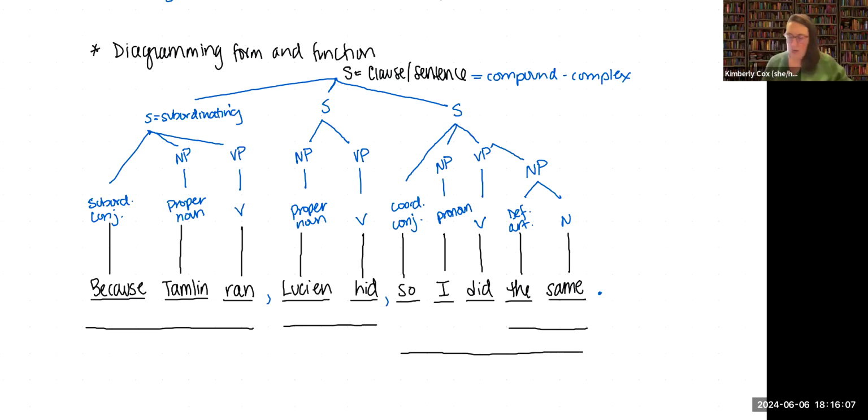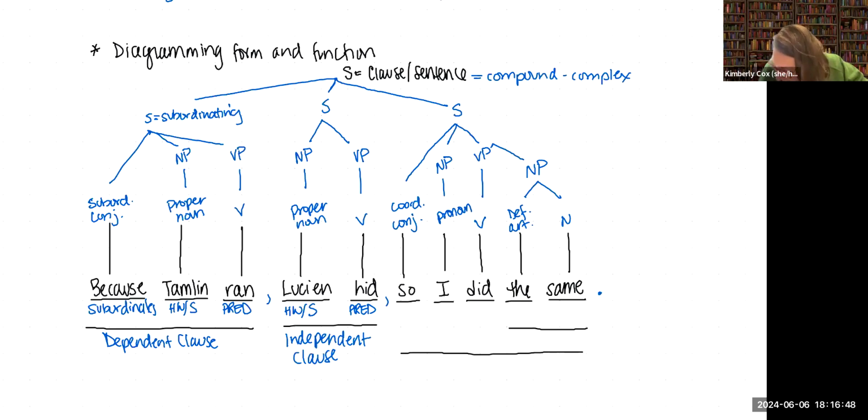So now let's talk about their function. Because subordinates, so it creates dependency. Tamlin is the head word of the noun phrase and the subject. Ran is the predicate, right? If we have a subordinating conjunction here, then that means that we have a dependent clause. Okay. Lucian is the head word of the noun phrase and the subject. Hid is the predicate. So we have an independent clause.